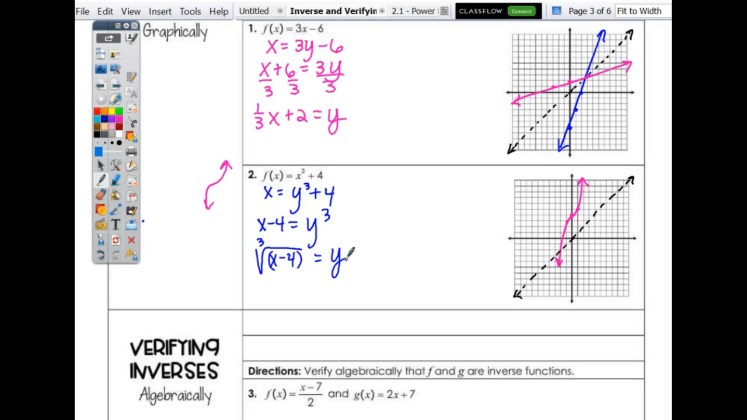So which shift do I start with? It's the cube root, so it has to look like this. The minus 4 is a shift which way? To the right. 1, 2, 3, 4. So they reflect over the line y equals x.